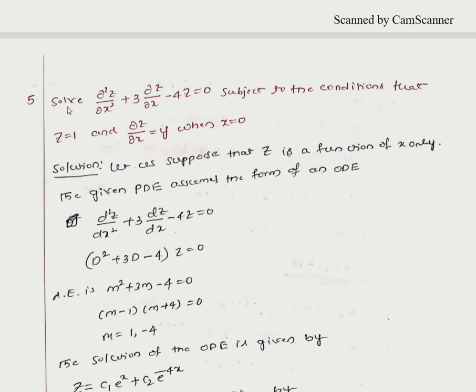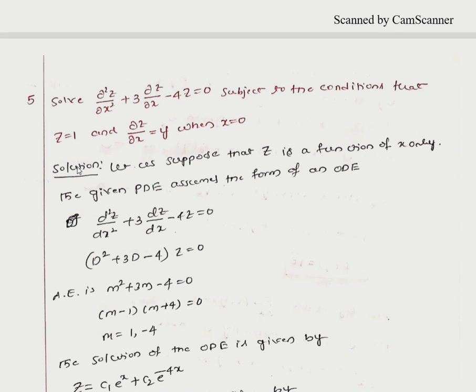Solve ∂²z/∂x² plus 3 ∂z/∂x minus 4z is equal to 0, subject to the conditions that z is equal to 0 and ∂z/∂x is equal to y when x is equal to 0. You must observe that this is the homogeneous partial differential equation, because every term contains either z or one of its partial derivatives. This is the homogeneous PDE.